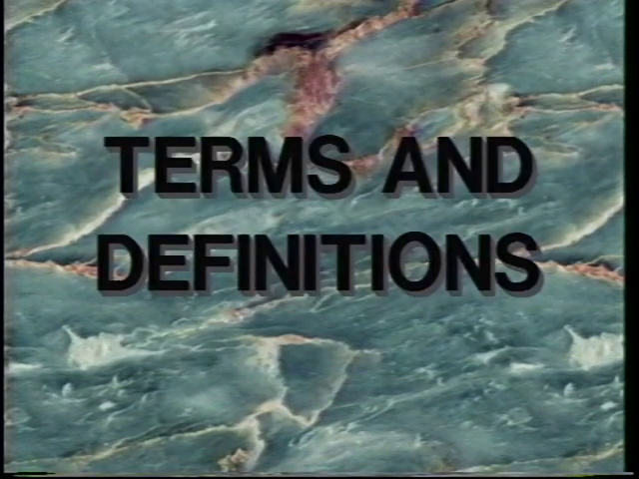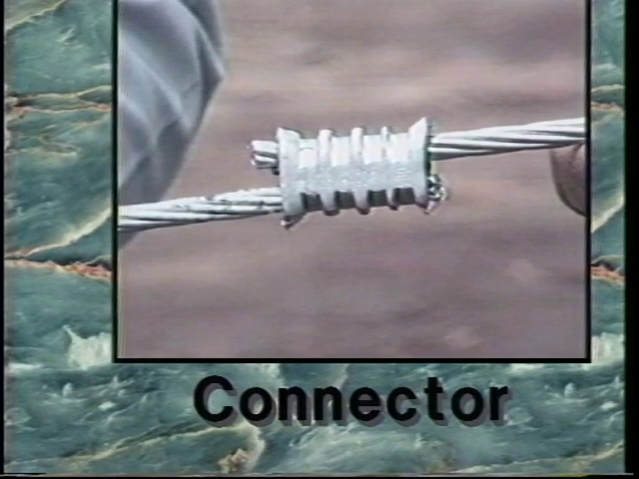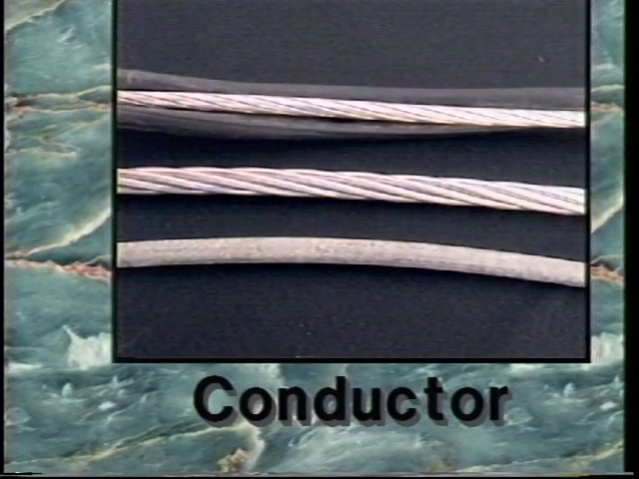Terms and definitions. Connector. A connector is used when you must maintain a low-resistance connection between two conductors. The mechanical strength of a connector is not as strong as the conductor itself and should not be used to splice conductors under tension. Conductor. The conductor is used to transport electricity from its source to the end user. Usually, low-resistance metals such as aluminum or copper are used.